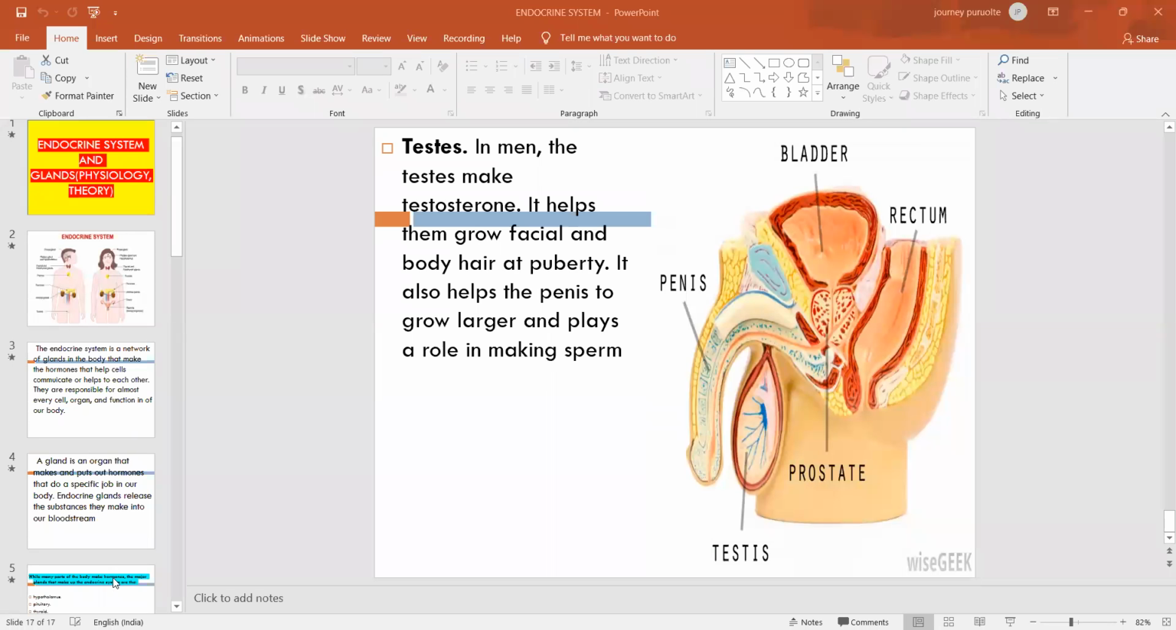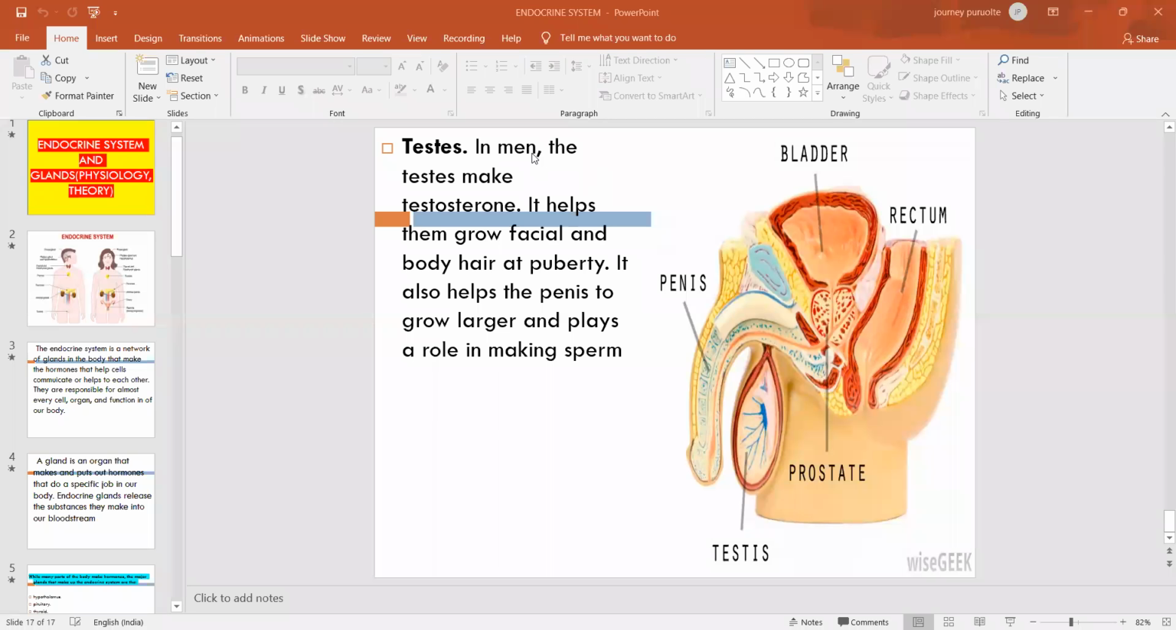So the testis. All of you know now what the testis is, and I don't think a brief detail about this is needed. The testis is found in man. Please don't disturb our class. Please mute yourself. This testis, you can see in the diagram. This is the picture of the testis, which is present in man.